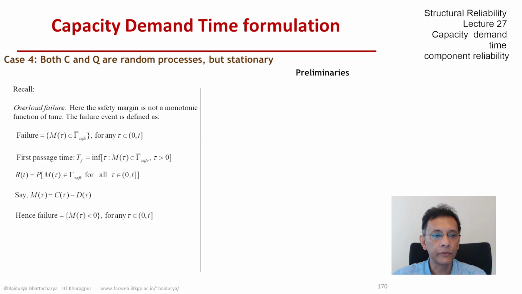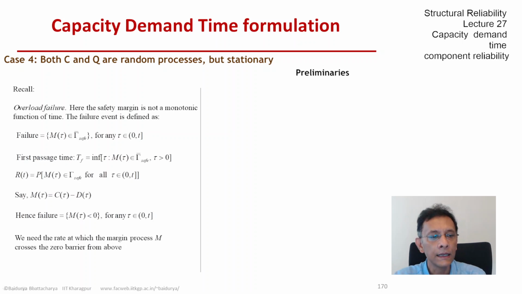our time to failure. So we'll see that if we have a stationary process, then this would be equivalent to finding the rate at which the margin process M crosses the 0 barrier. So it was in the safe set above the barrier of 0, and as soon as it falls below 0, we have failure, and the first time it happens, that's a random time to failure.